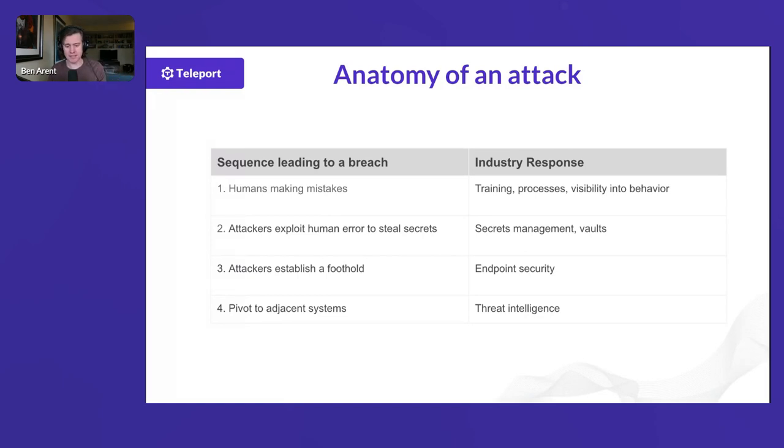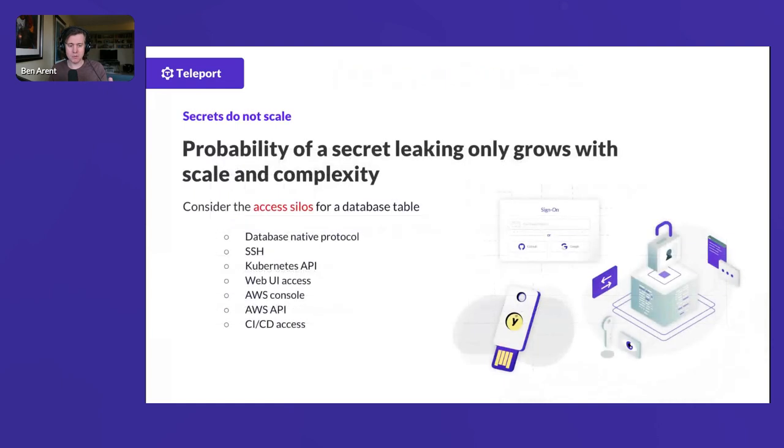And there's many responses. So there's training, process, visibility. For example, phishing is a common way in which humans make mistakes. Just by clicking a link, bad things can happen for people. And then exploiting secrets. So people often have secrets management or vaults, and then they might get that secret and then use that to establish a foothold and get into adjacent systems. And what we found at Teleport is that secrets don't scale. The probability of a secret leak only grows with scale and complexity.